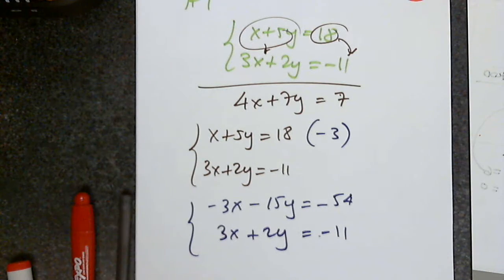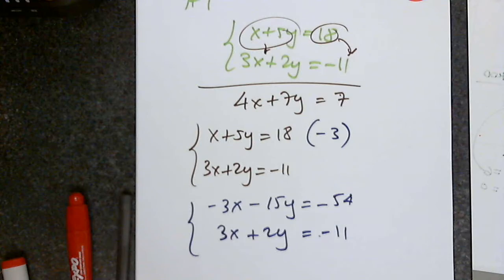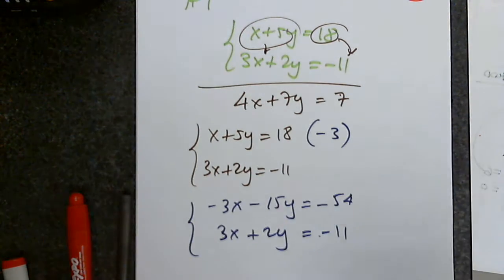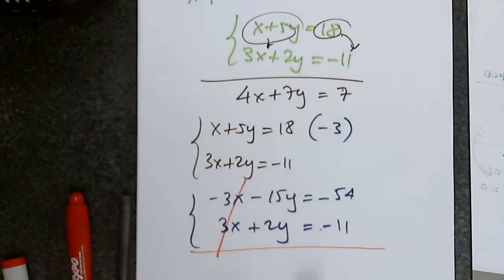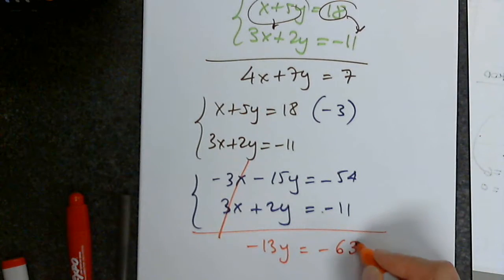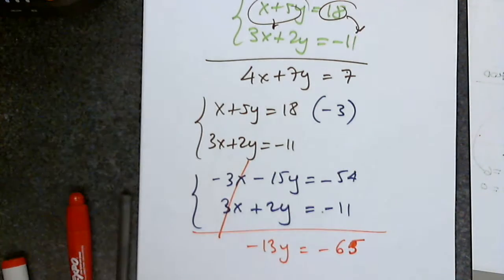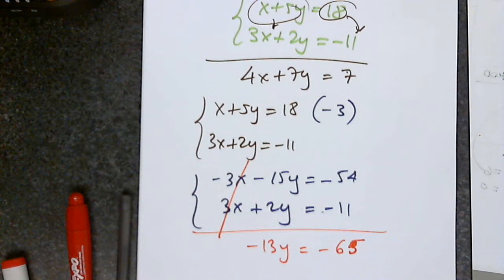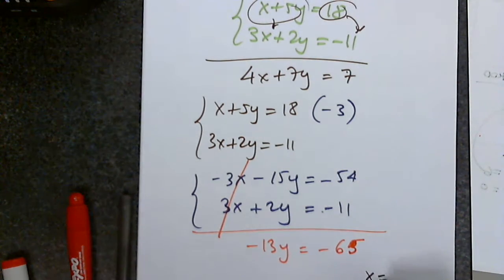And yes, now I can add. I hope you agree. I met my target. x will go away. By adding, these two go away. I have negative 13y, and I have negative 65. What do I do next? Divide by -13. Right. So then y equals 5.